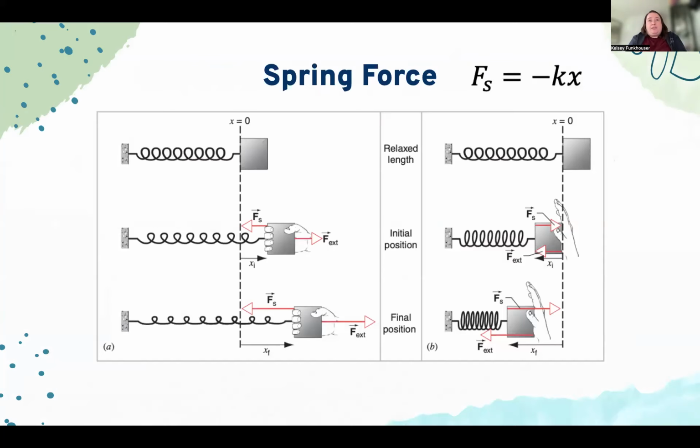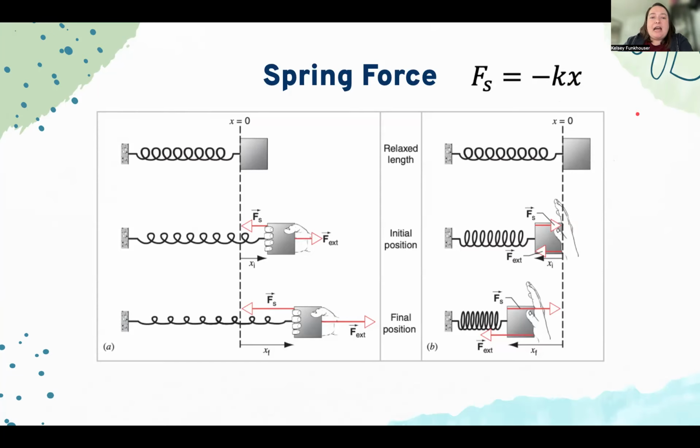The spring force is a variable force. It's given by this equation up in the corner here. The spring force equals negative kx, where k is a spring constant. So that's just a property of the spring itself, kind of how easy it is to compress or stretch. And x is the displacement from the relaxed length of the spring.